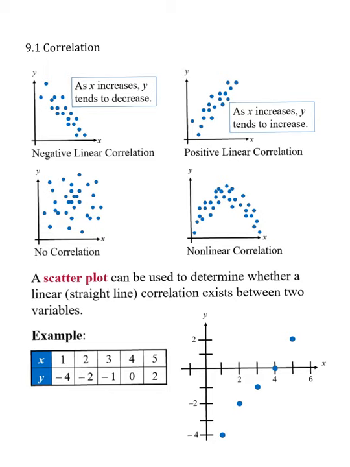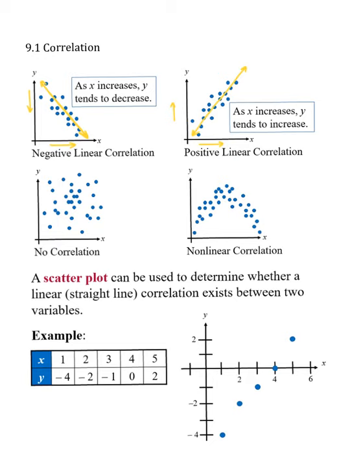So a negative correlation shows a tendency that as x increases, so as we go to the right on our x values, our y values decrease. So if we were to draw our line of best fit, it would probably look something like this, and that is a line with a negative slope. A positive linear correlation says that as we move to the right, as our x increases, our y's also increase. And when we draw that line of best fit, it would be a line with a positive slope.